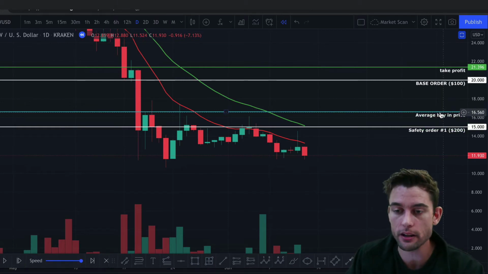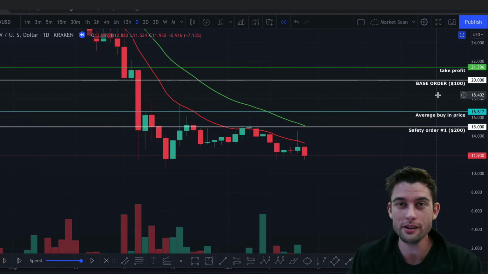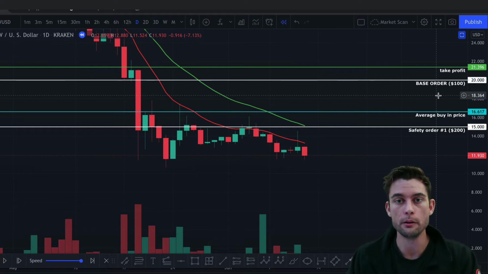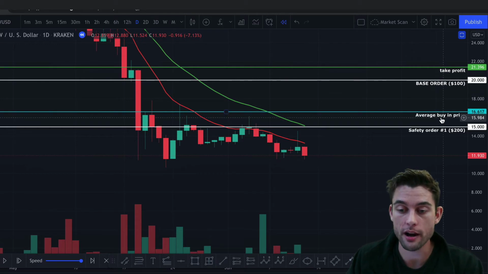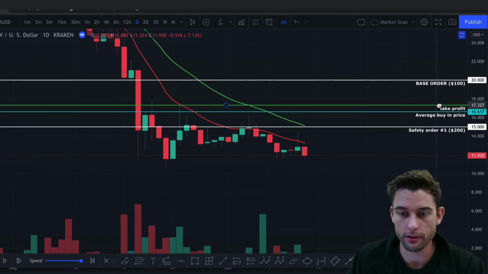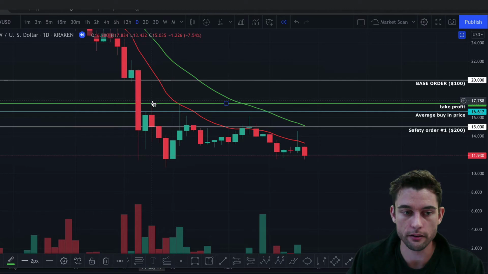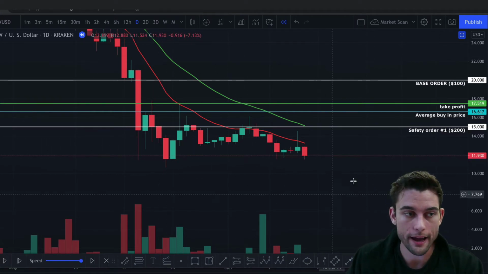So it's significantly lower, and that's because you put more money in your safety order than you did in your base order. So you always want to have your safety orders be bigger than your base order, because when you do that, it will lower your average buy-in price. And you can see right here, your average buy-in price came down here. Then your take profit would be somewhere right here, and of course it would have taken the profit and you would have gone out in profit. Then you could have restarted the bot somewhere down here instead. So that is why this works.